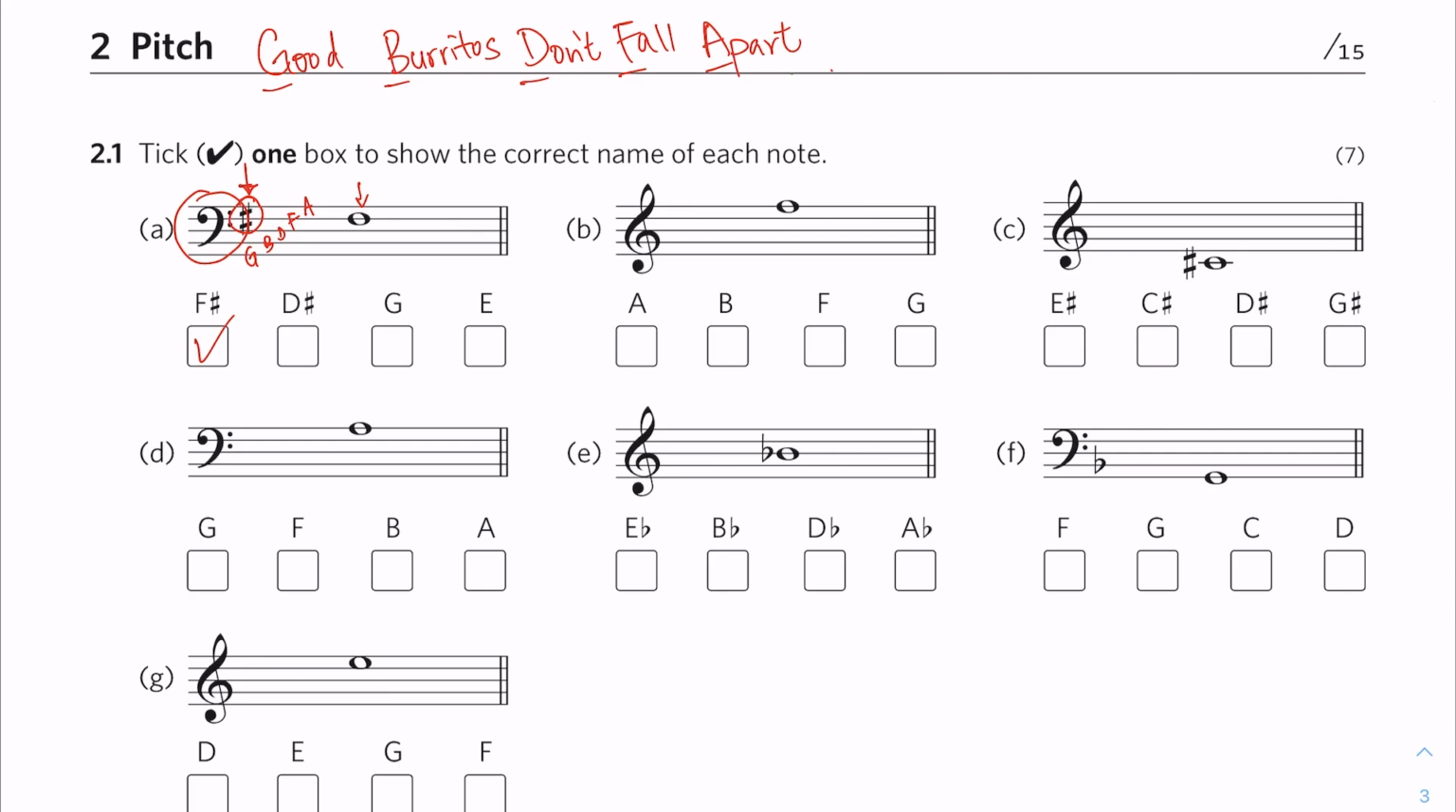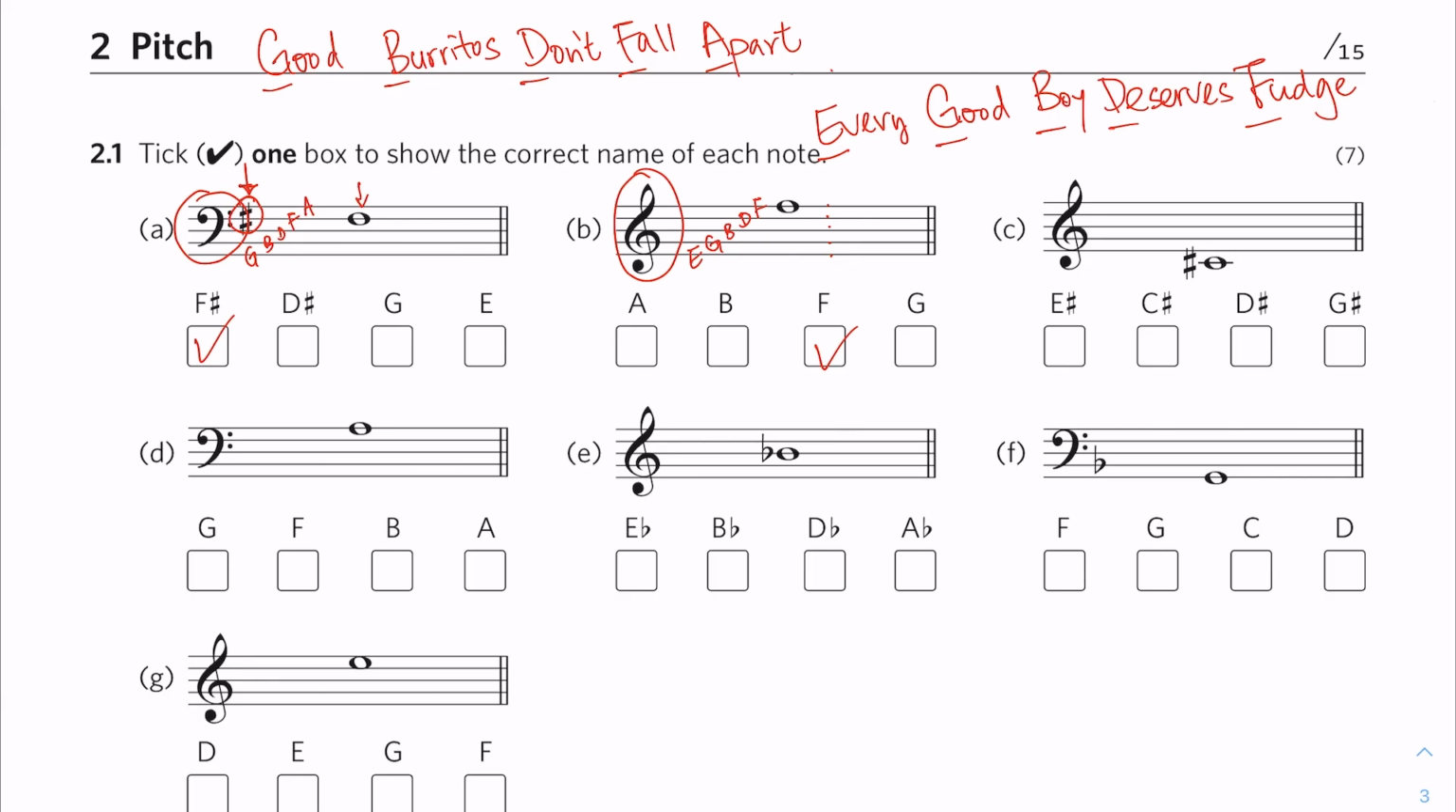Question B, we have treble clef this time. Treble clef lines are E, G, B, D, F. You can use the mnemonic Every Good Boy Deserves Fudge. So E, G, B, D, F. Now the note is on the top line, so that will be F. Nothing in the key signature, the answer is F.